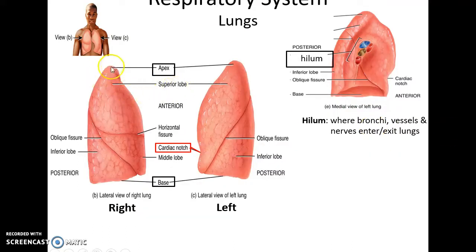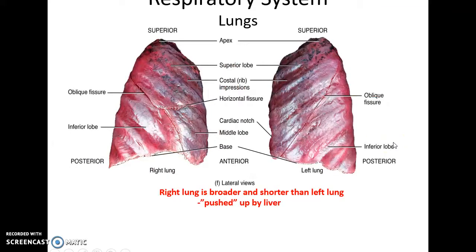The very point at the top of the lungs is referred to as the apex. The broad area at the bottom of the lungs is the base. The area where structures such as the bronchi, blood vessels, lymph vessels, nerves, etc. enter and exit the lung, that area is referred to as the hilum. It turns out the right lung is a little broader and shorter than the left lung. And this is because the liver, being such a large organ, actually pushes up a little bit into the thoracic cavity, basically pushing on the diaphragm.